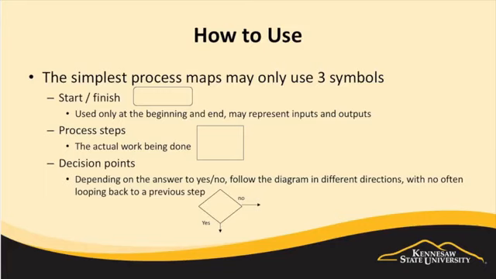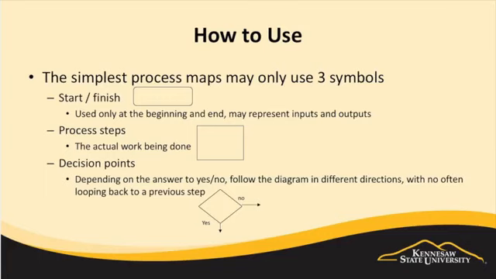The symbol for the start or end of the process is an oval or a square with rounded corners. Inside this symbol, it may say start or end. A square or a rectangle is the symbol for a process step. Inside the symbol, you will name the step.